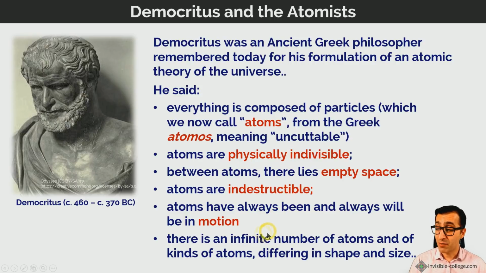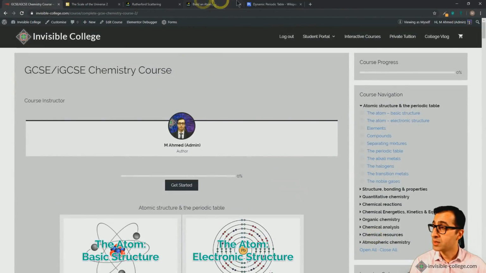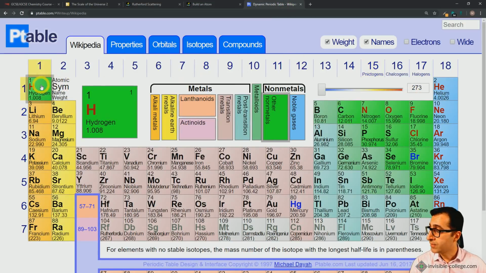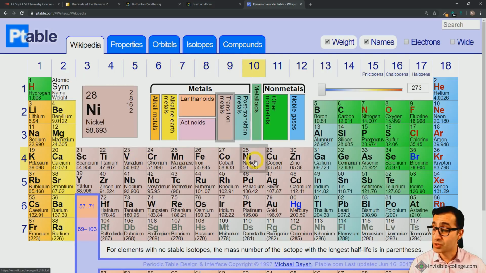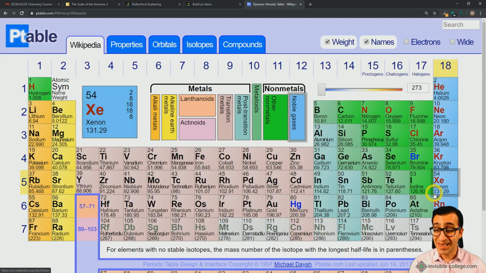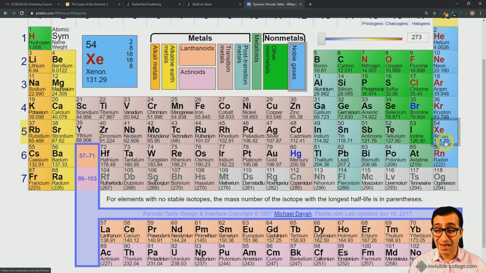We also know that there isn't an infinite number of atoms and of kinds of atoms differing in shape and size. Atoms are restricted to the atoms that we know of in the periodic table. So here is our periodic table, and each of these symbols represents a different kind of atom, or a material composed of a specific type of atom that we call an element. And so there is a limited number of these. It's not an infinite list of different kinds of atoms.